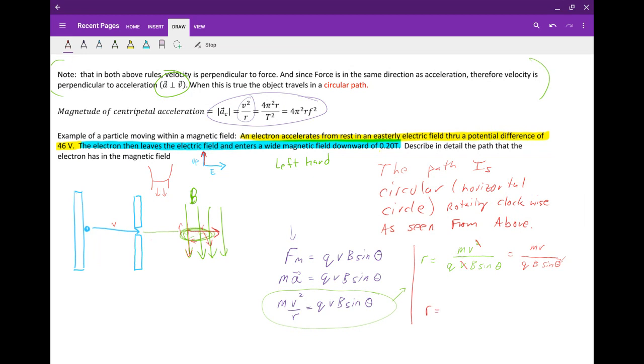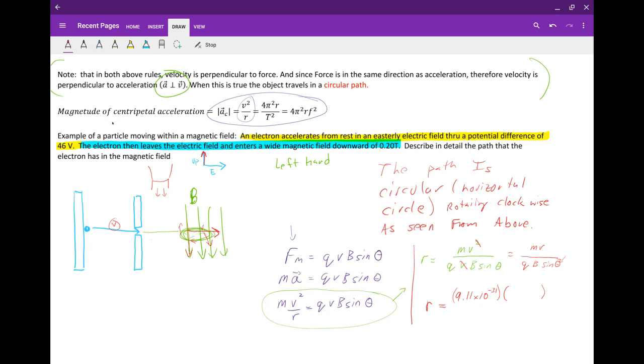And so we've got R, no, I already wrote that down. I want to find out the radius. So the mass of this particle, what is it? It's an electron, so that's 9.11 times 10 to the negative 31 kilograms, times v. What's the velocity of this particle? Well, we don't know, but we can find out because, remember, it was accelerated from rest in an easterly electric field through a potential difference of 46 volts.